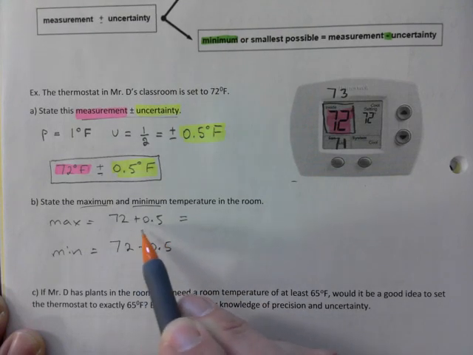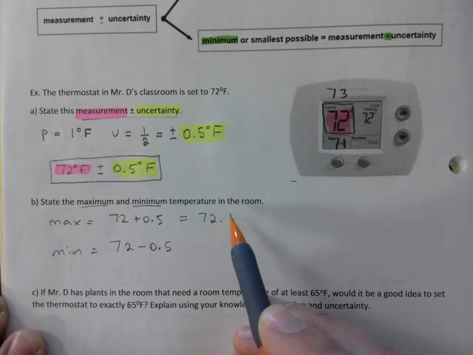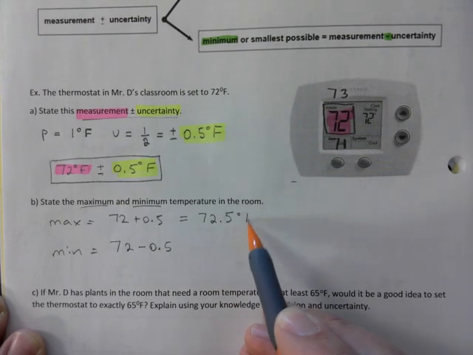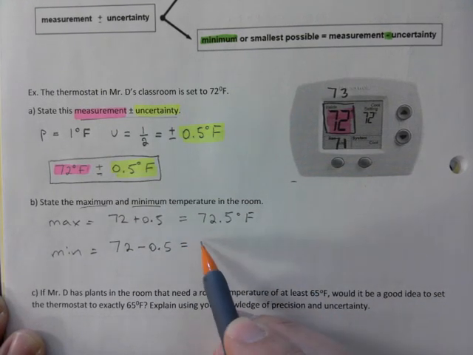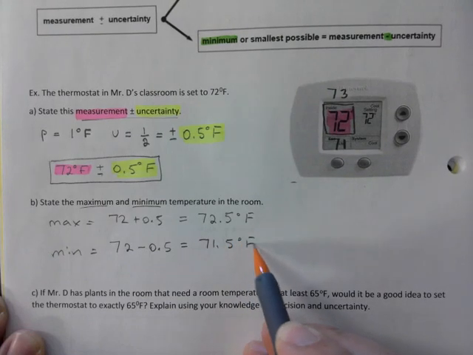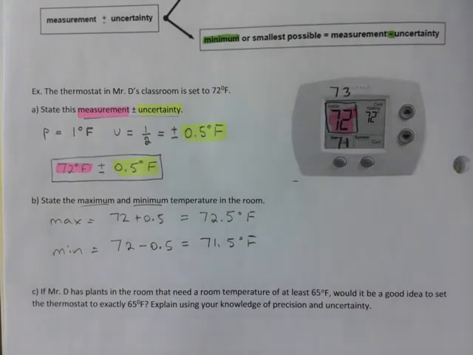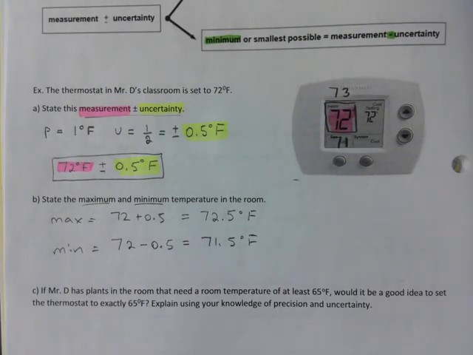So when you apply the uncertainty, you can tell that the highest temperature in this room could actually be 72.5, and the lowest temperature in this room could be 71.5 degrees Fahrenheit. So that's what it's saying. There's a highest, there's a lowest. And so that's what it is.